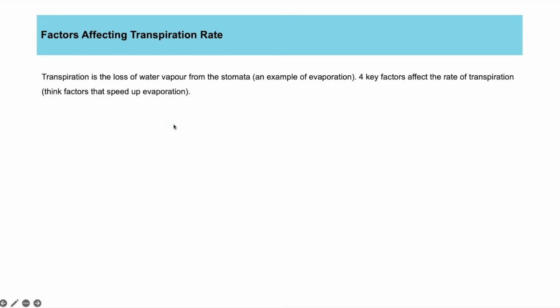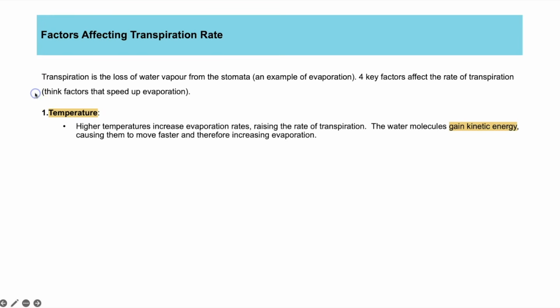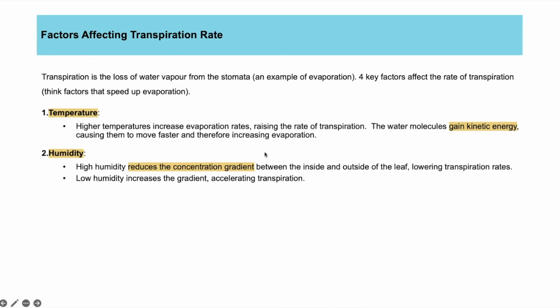So factors that can affect the rate of transpiration then, because it's basically evaporation, you've got to think of factors that affect evaporation. So that can be higher temperatures, because that means the water molecules will be moving faster because they've got more kinetic energy, and therefore evaporation happens faster. High humidity, that means you've got lots of water vapour in the air, and that reduces the concentration gradient, and therefore you have less evaporation and transpiration.